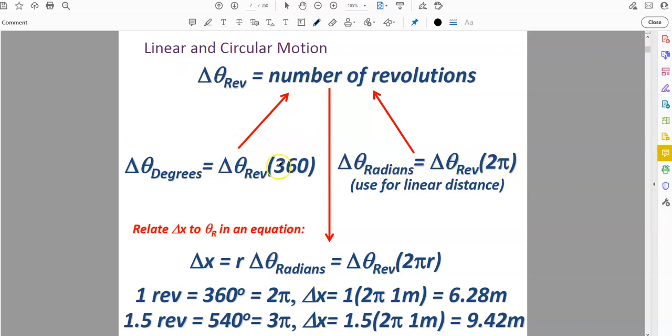And if you need the answer in terms of degrees, once you've done all the math and everything that we're about to do in the next part of this, you can convert it from revolutions to degrees. So try to keep it simple here.